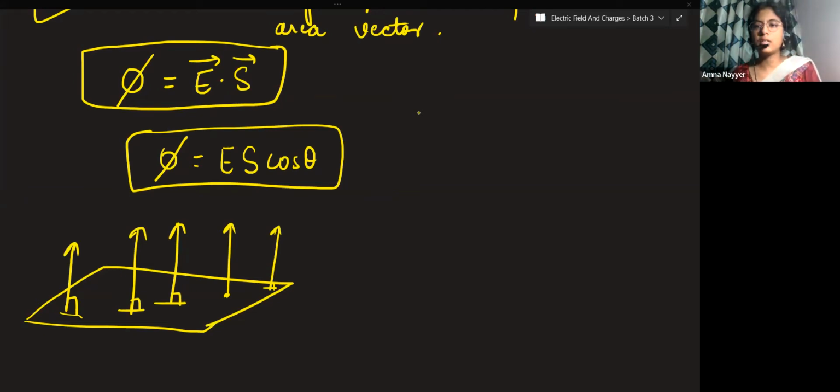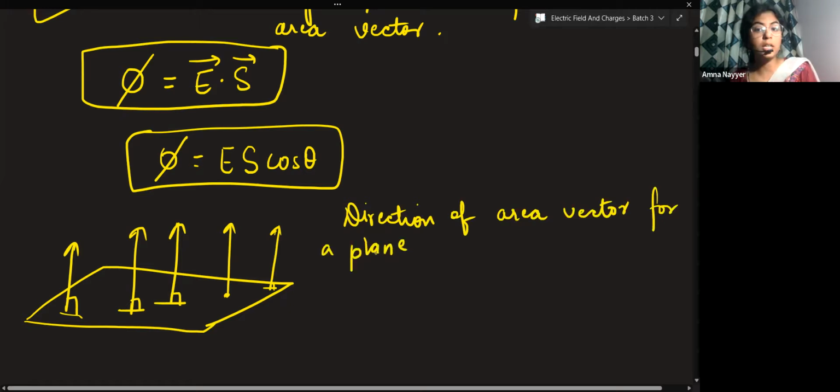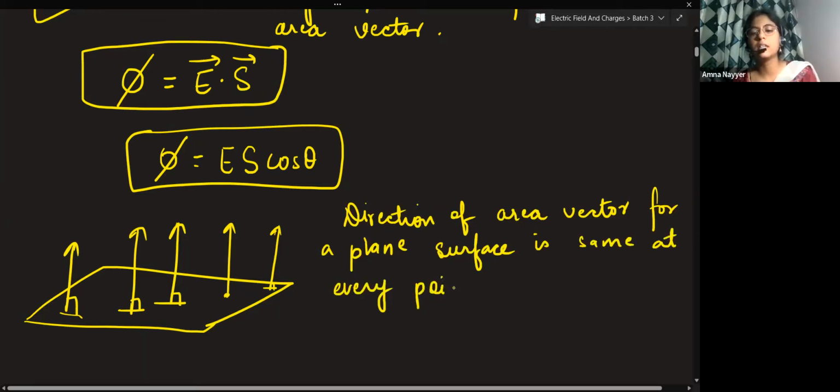So the direction of area vector for a plane surface, not a curved surface. I'm not talking about a curved surface. The direction of area vector for a plane surface is the same at every point. All right, so note it down.